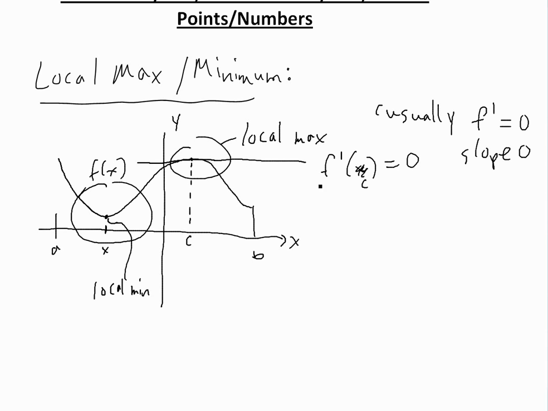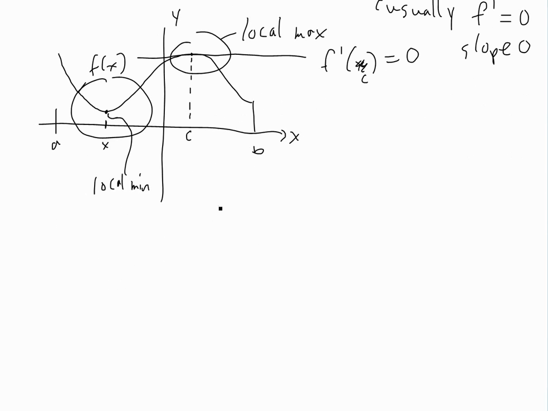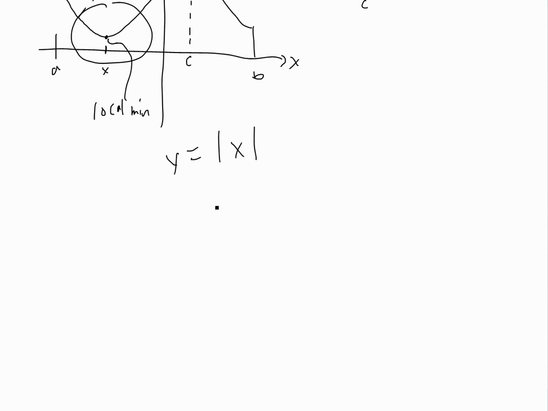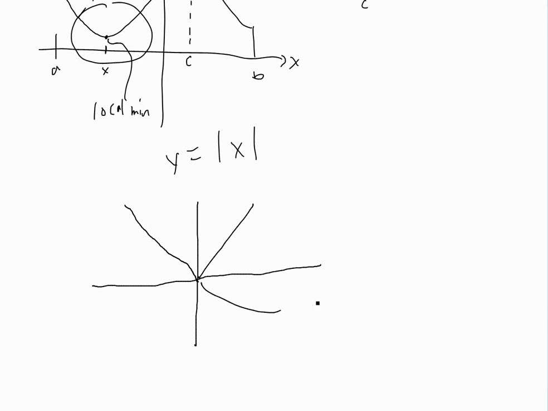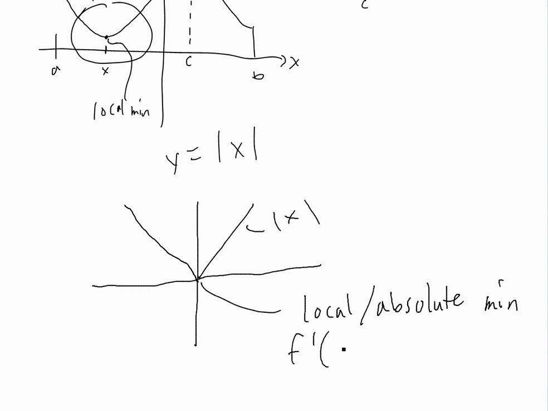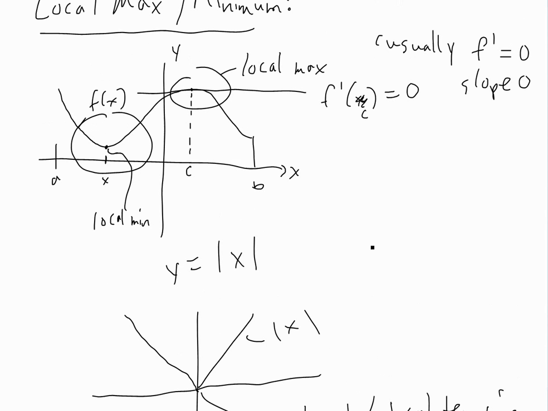The reason I say usually is because if you have, let's say, the function y equals absolute value of x, it looks something like this, and this one is a local and absolute minimum. I'll show you what that is soon. But here, f prime of 0 is not defined, so it doesn't exist. So you can't just use f prime of 0 there.